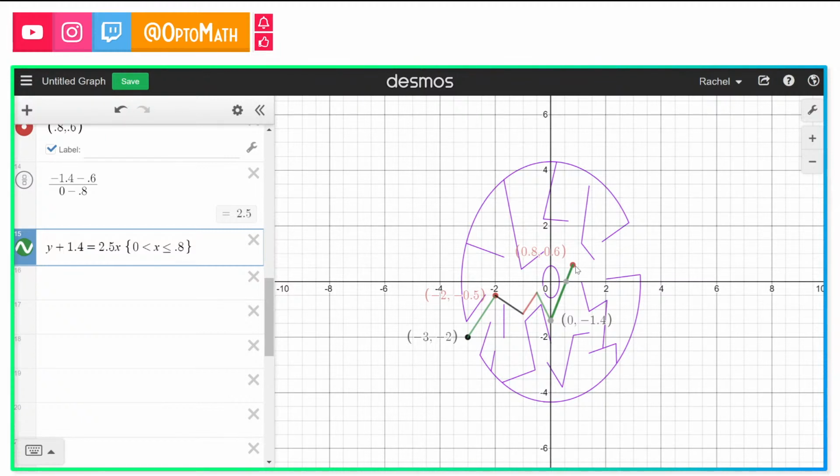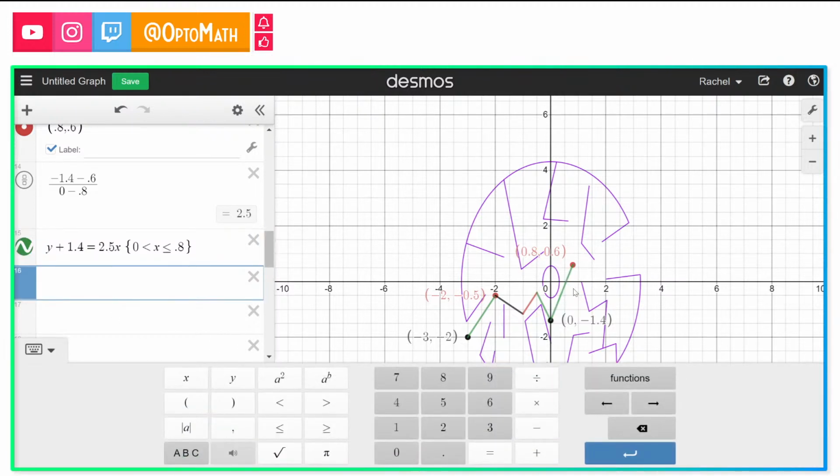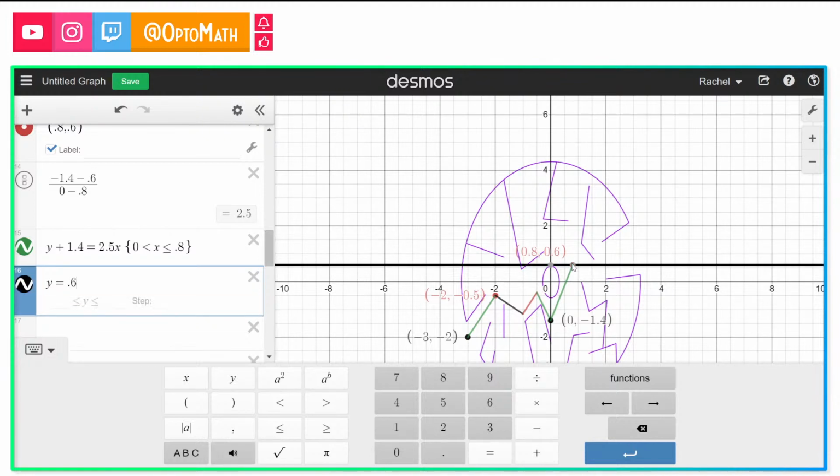Now, finally, let's do a horizontal line because we can go straight to the right and get out of this maze. The horizontal line that we should use is really whatever the y value is at that point, which is the 0.6. So let's do that. y equals 0.6 because we know it's going to be exactly aligned with that point. Any horizontal line is always going to be y equals a number, and any vertical line is always going to be x equals a number.